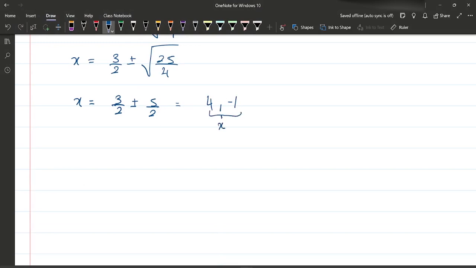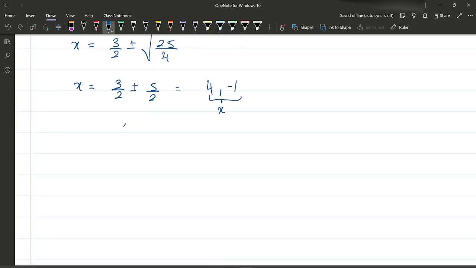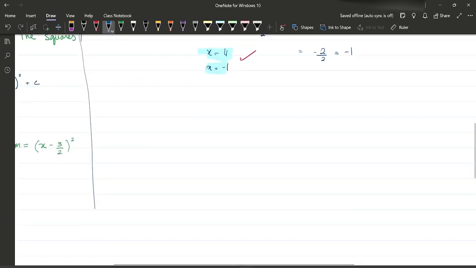Okay, at these values of x, you can turn these into coordinates as well. So it will be 0, 4, 0, minus 1. Oh no, that's a mistake. So you can turn these into coordinates. It will be 4, 0, and minus 1, 0. The graphical method. So let's graph.